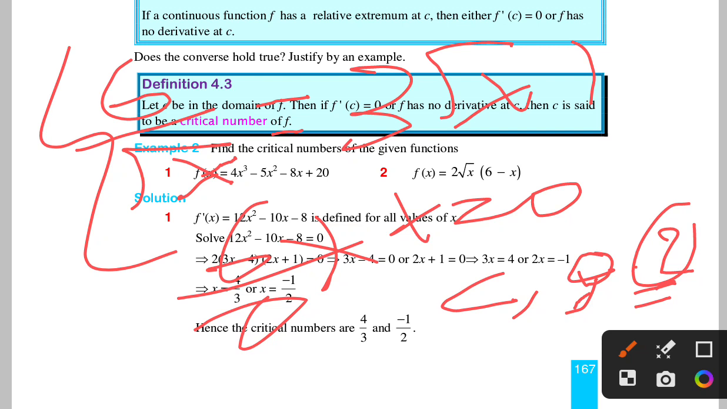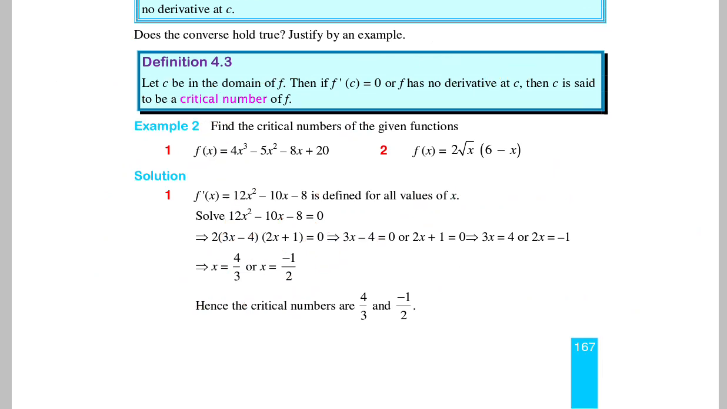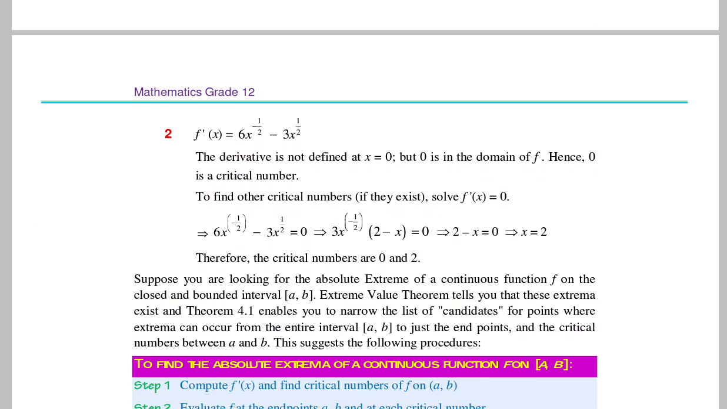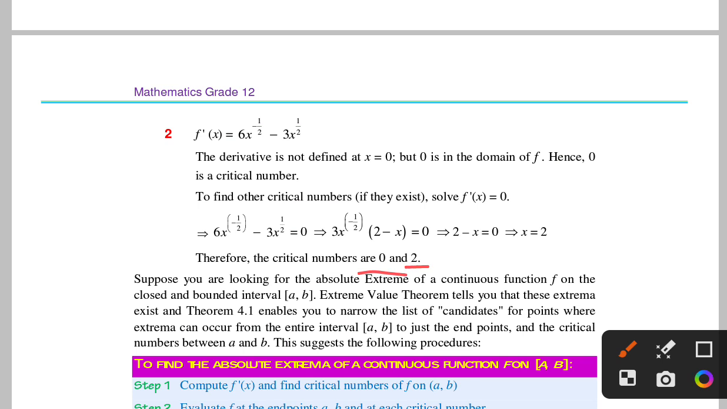Okay. It looks like this. As we worked out, our critical numbers are 0 and 2. Suppose we are looking for absolute extrema of a continuous function f on a closed and bounded interval.